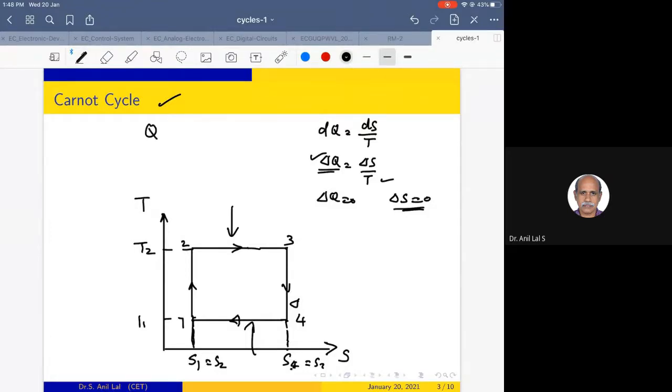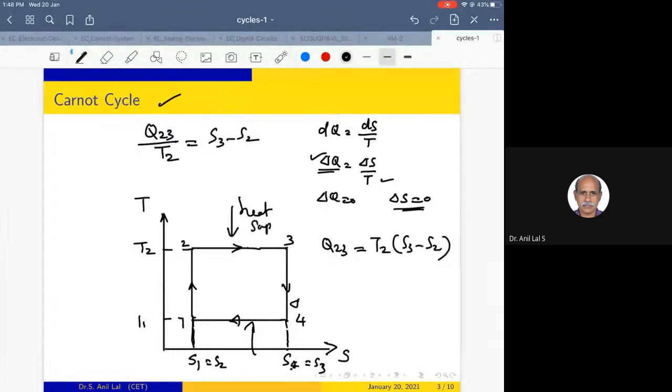So Q23 divided by temperature T2 is equal to the entropy change, S3 minus S2. So heat Q23 is T2 into (S3 minus S2). That is the heat supplied. Q23 is the heat supplied.